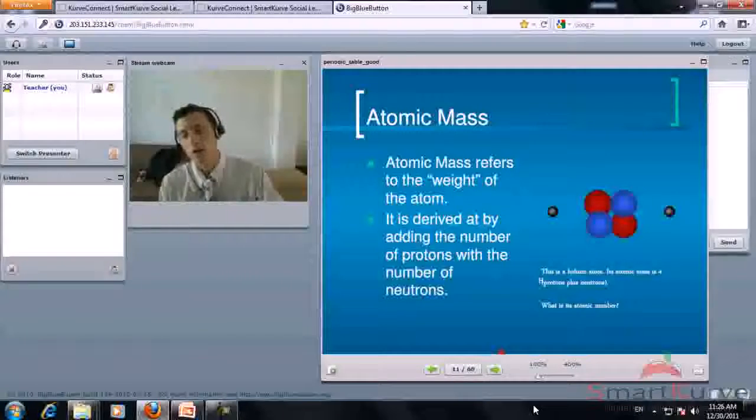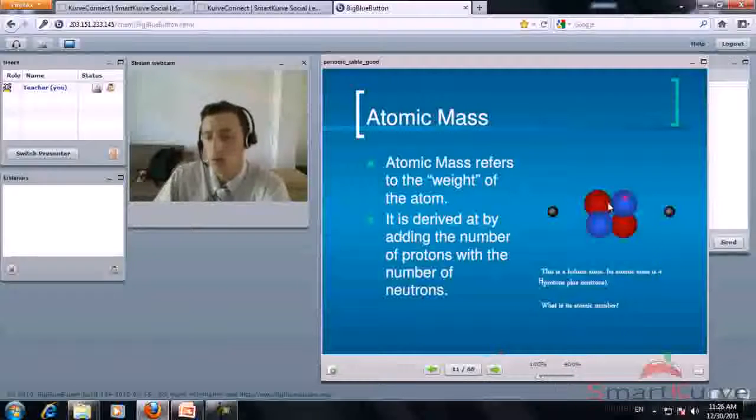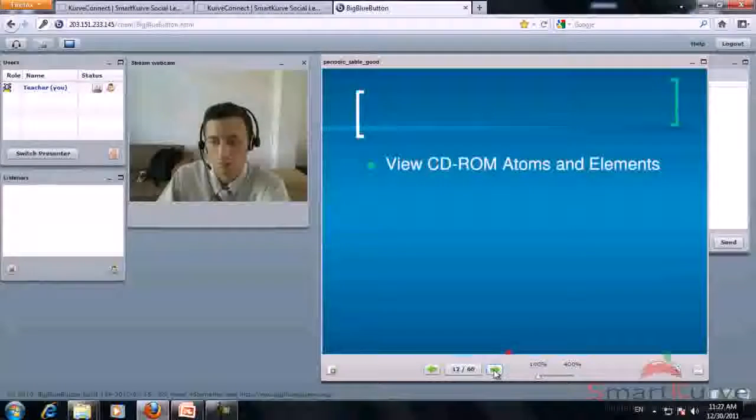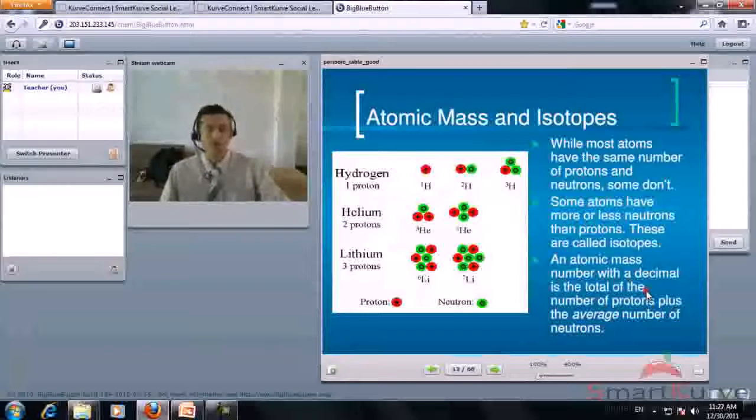So here we have an example in the case of helium. In this case, we have an atom with 2 protons and 2 neutrons. So the atomic number would be 2, but here the mass would be 4 because we have 2 protons and 2 neutrons. Atomic number would be 2, the atomic mass would be 4. Okay, let's move on.